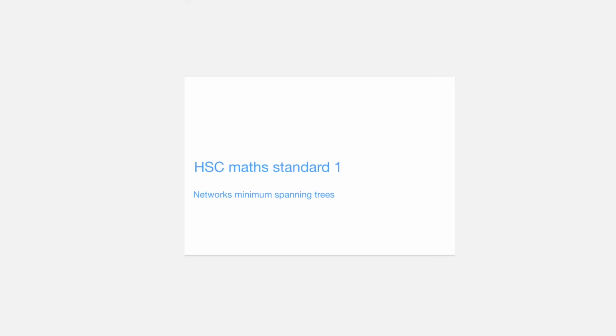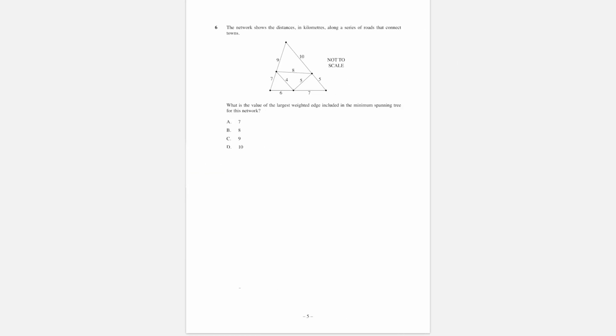Okay, let's get started with networks, and in this lesson we'll be looking at minimum spanning trees. The first question says, the network shows the distances in kilometers along a series of roads that connect towns. What is the value of the largest weighted edge included in the minimum spanning tree for this network? In other words, we need to find what the minimum spanning tree looks like before we can answer this question of what is the largest weighted edge.